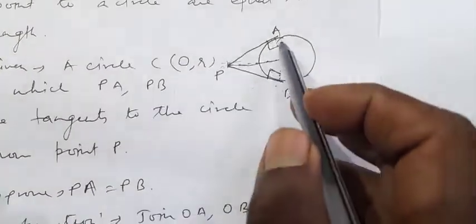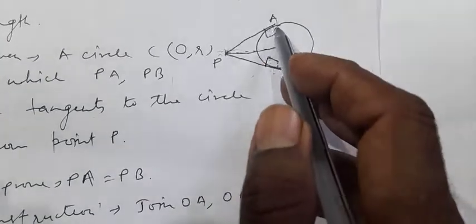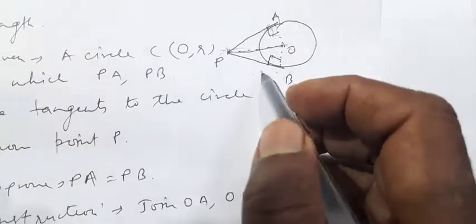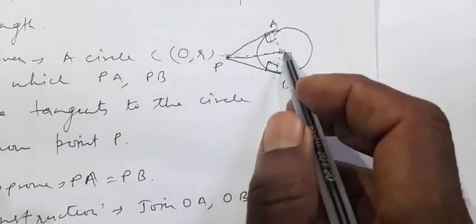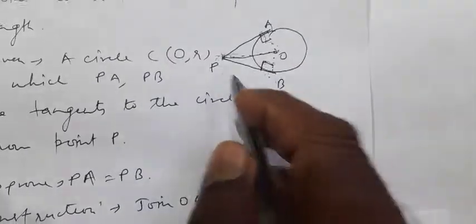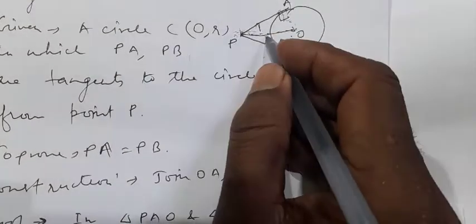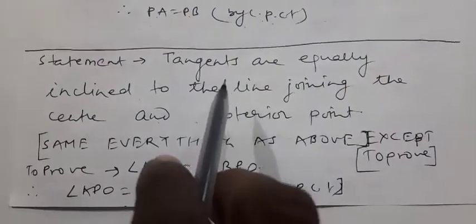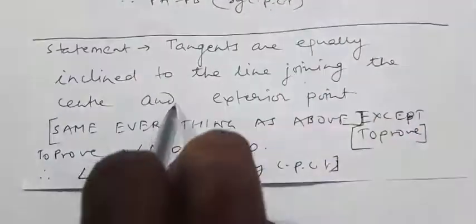So the proof will remain the same. Here we will use the same property that tangent and radius are perpendicular to each other. So this angle will be equal to 90 degrees. This angle will also be equal to 90 degrees. It is a common hypotenuse and these two are radii. So triangle PAO and triangle PBO are congruent. Since the triangles are congruent, we can say that this angle is equal to this angle. And it is the proof of the statement that tangents are equally inclined to the line joining the center and the exterior point.